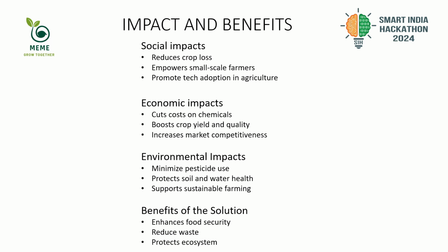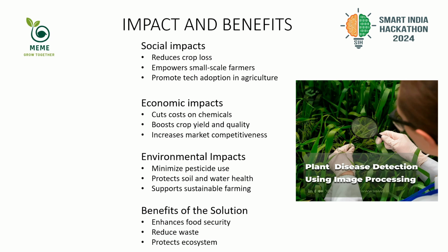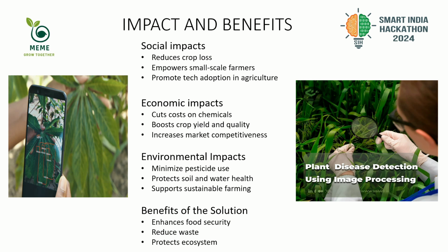The social impacts are that it reduces crop loss, as the crop is protected before being affected by serious diseases. For small-scale farmers who cannot afford to upgrade to advanced technologies, this web page will be helpful to find the disease and cure it. This also reduces the cost of unwanted chemicals and pesticides. On the other hand, since the quality of the plant is good, we will get better yields.